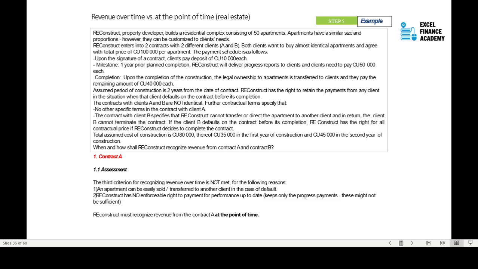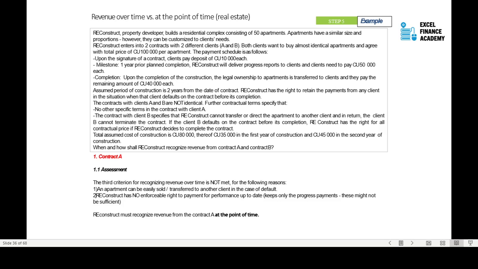Here's an example of a real estate company, where the contract over a period of time and at a point of time is considered. This company is selling 50 apartments, as you can read on the screen, and they are all of similar size, similar amount, similar contract.